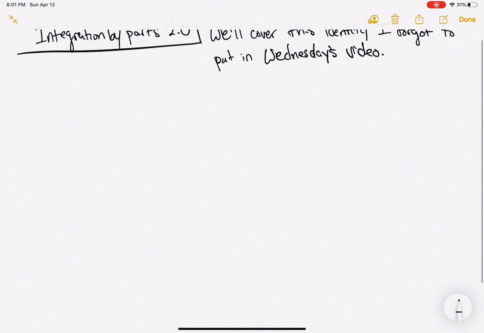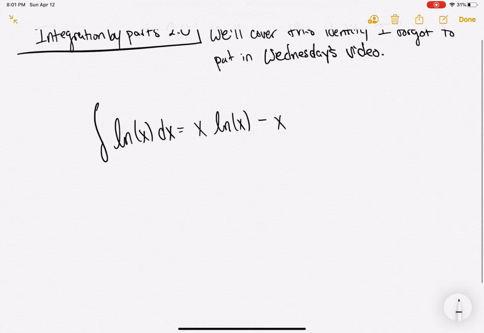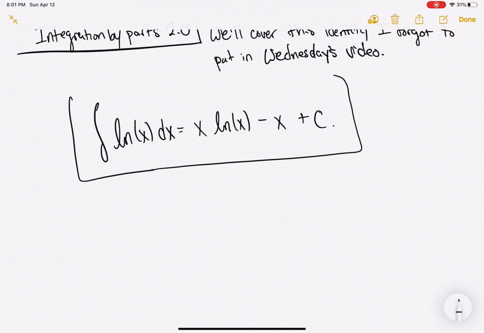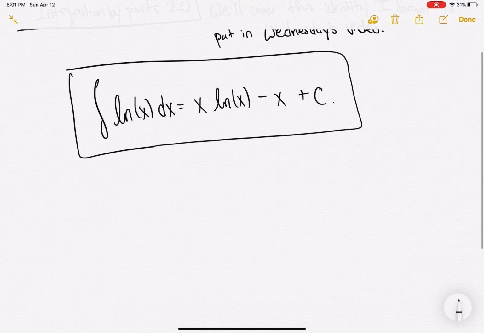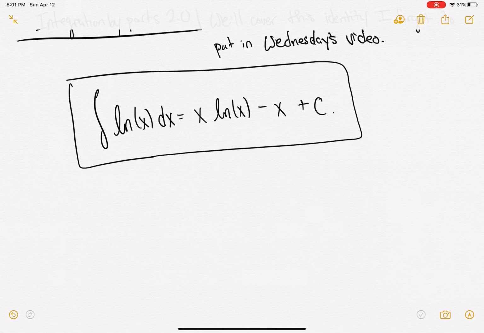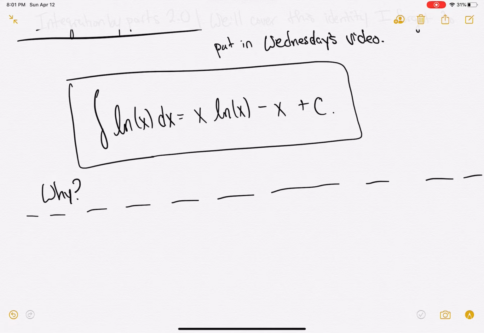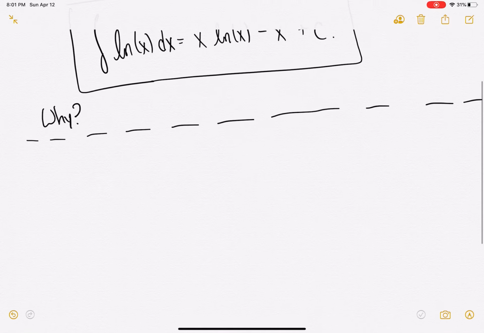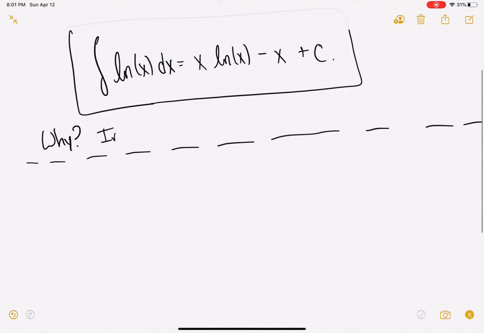But this is the identity. So I wrote this down. The integral of the natural log dx is x natural log x minus x plus c. So where does this come from? Or I'll ask why. You guys love it when I ask why. That was all your test was, and I'm sure you guys just adored that exam. So let's answer the question why. Well, we know how to answer it. It's integration by parts.